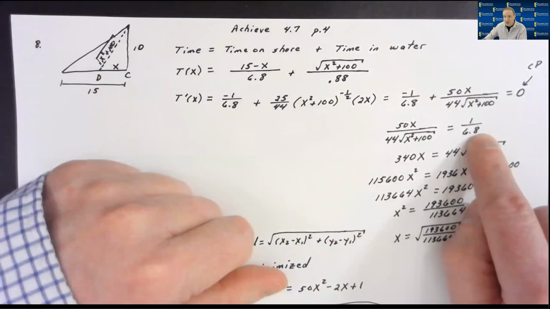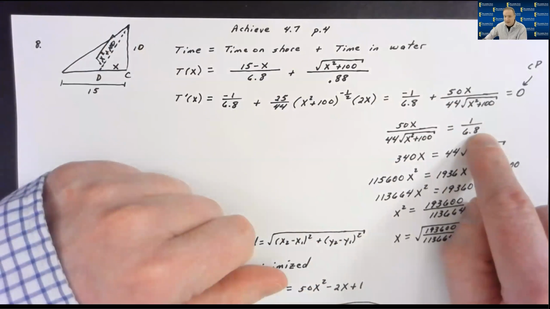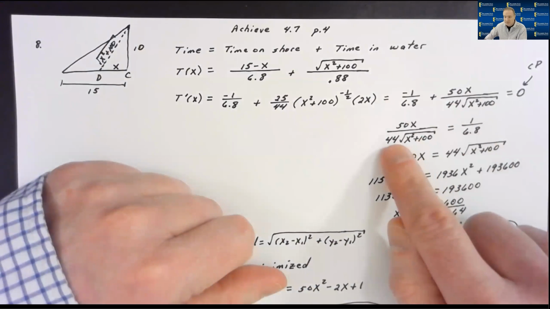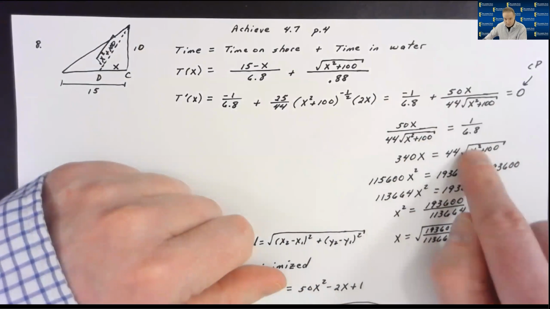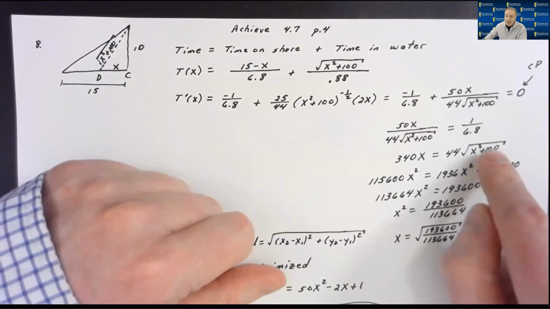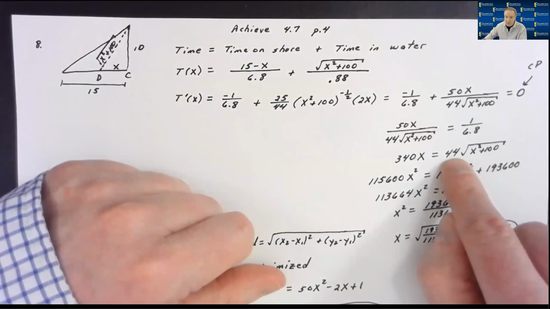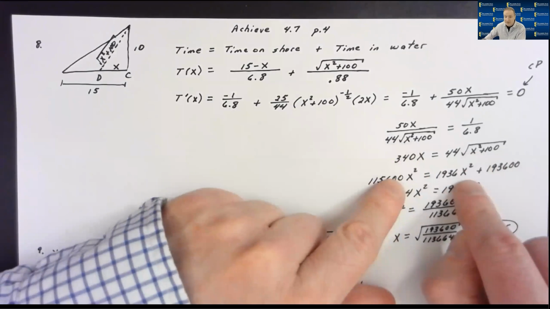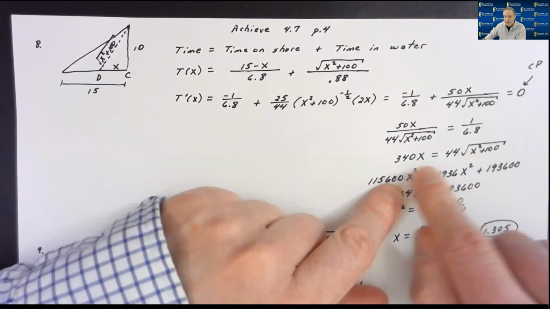And then at that point, all I did is I cross multiplied. I said 50X times 6.8, 340X, equals 44 times the root of X squared plus 100. Now, I knew I would not be able to solve this problem as long as that X stayed in the square root. So from this step to this step, I merely squared both sides.